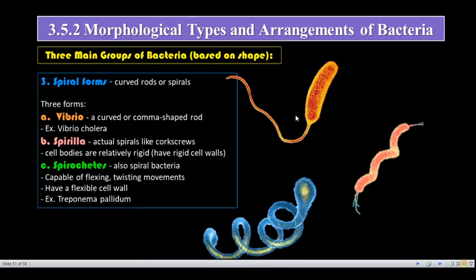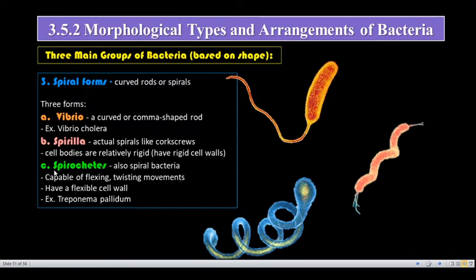Next, you have the spirilla. The actual spirals like corkscrew and the cell bodies are relatively rigid and have a rigid cell wall. So, ito siya class, corkscrew siya, pero matigas yung shape na ganito. The spirilla is rigid because it contains a rigid cell wall.